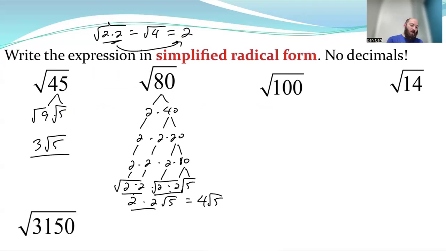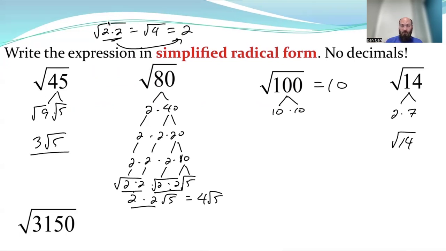Square root of 100. Well, that is 10 times 10. So that's just a perfect square. Great. Square root of 14. If I split that up, that's 2 times 7. Neither one of those is a perfect square. So I cannot break them down any further. My answer here is just the square root of 14.